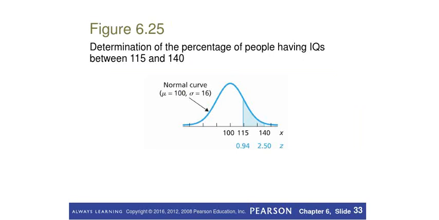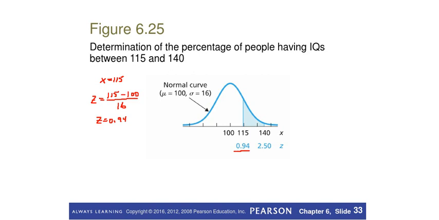What we would do is find a z-score, right? First of all, our z-score associated with 115. We're saying x is equal to 115 right here. So if x is equal to 115, then we get the z-score associated with that by taking 115 minus 100, dividing it by the standard deviation of 16, and this gives us 0.94 right here, 0.94.